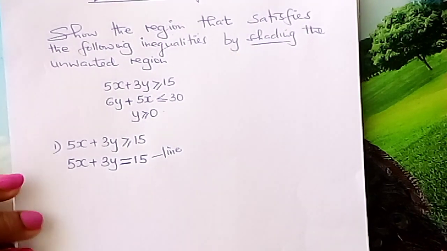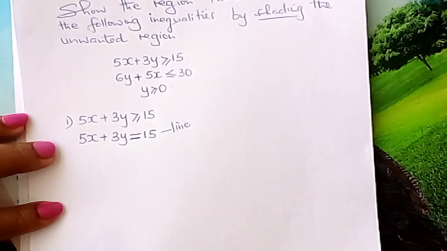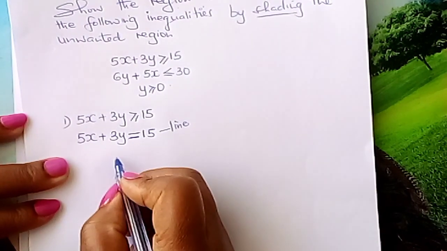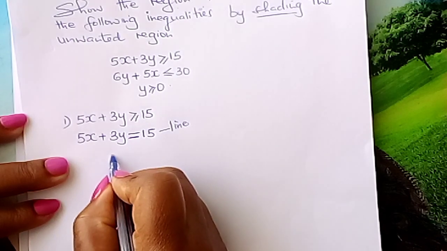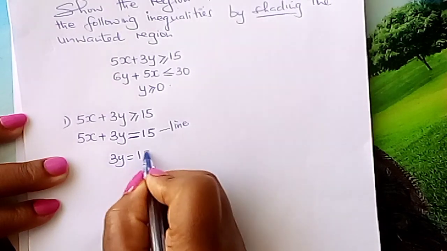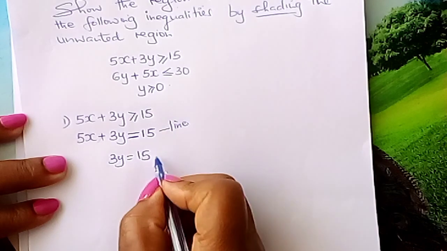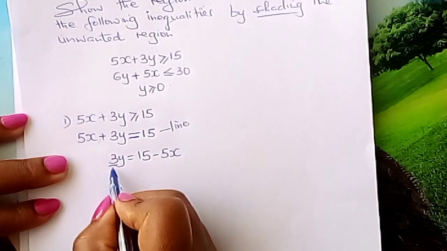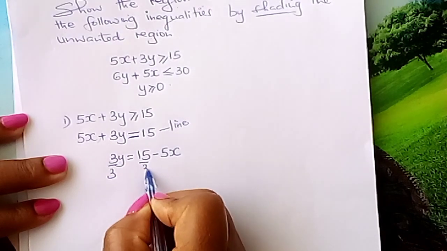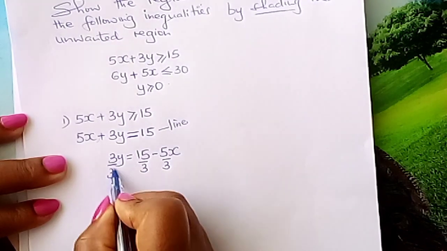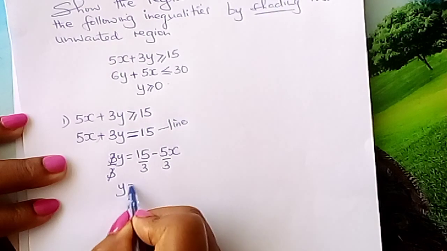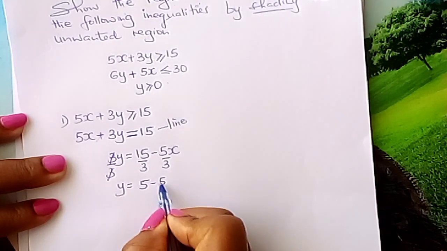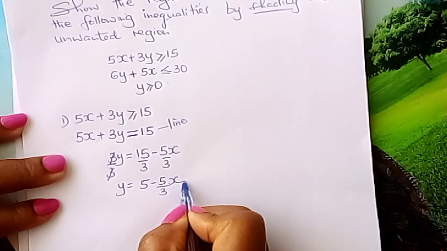From there, learner, you make y the subject of the formula so that you can plot it. So you have 3y is equal to 15. Take this to this side, you get minus 5x. From there, divide by 3 to be left with y. So y, learner, is equal to 15 divided by 3, which is 5, minus 5 over 3 x.